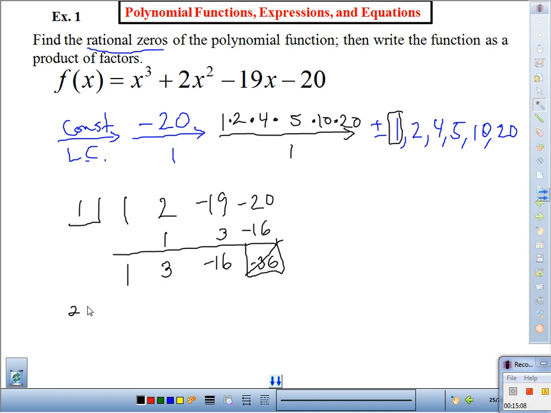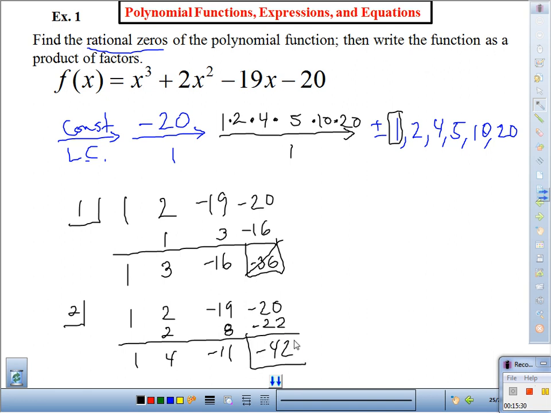Next, 2. 1, 2, negative 19, negative 20. All right. 2 times 1 is 2, combine, 4. 2 times 4, that's 8, combine, negative 11. 2 times negative 11, negative 22, combine, that's negative 42. That is not a 0. What do I do next?